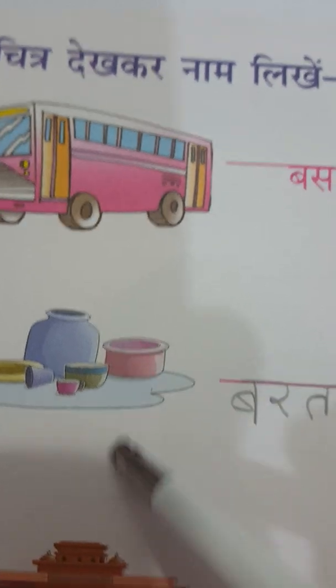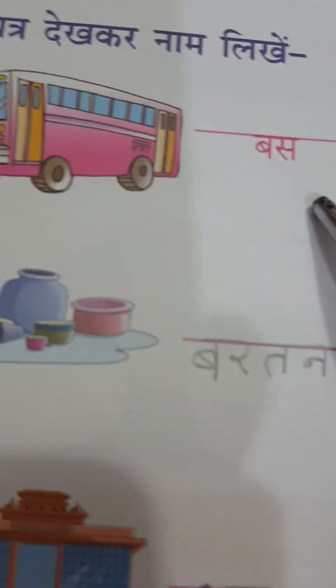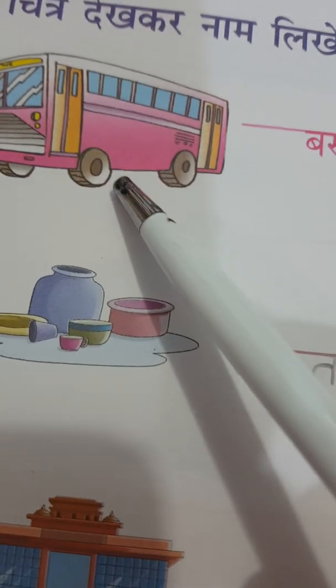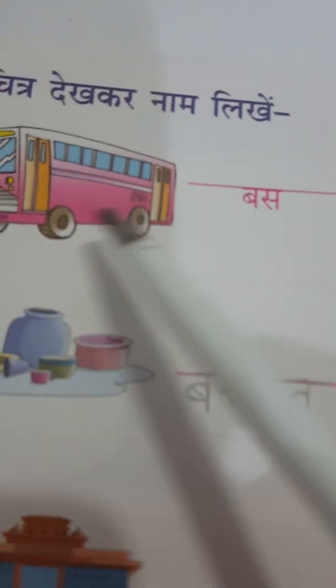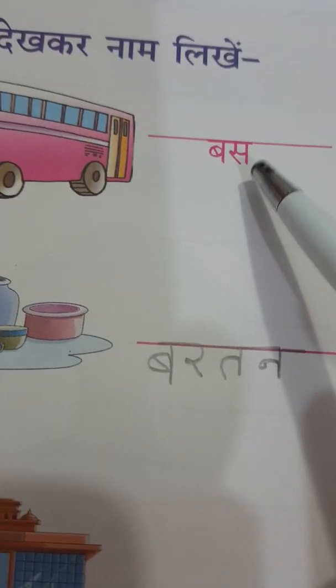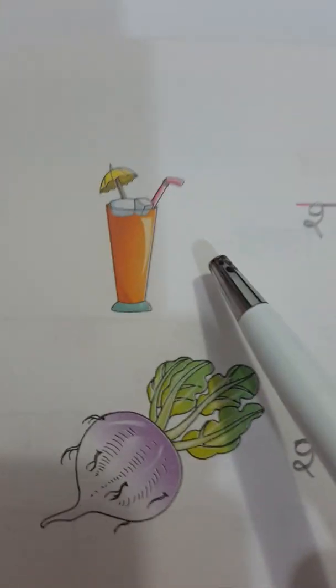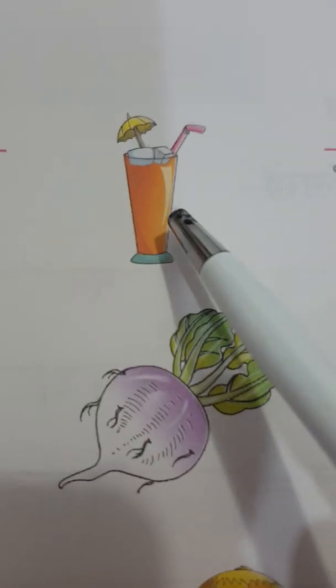Now we have here chitra dekhkar naam likhe. We have to look at the pictures and then write the names. Look at the picture and see what it is, and then you will write the name accordingly. This is a bus, so you will write bus. Then go to the other picture. This is a drink. You will write sharbat, shar, bat, sharbat. Then go to the next picture.